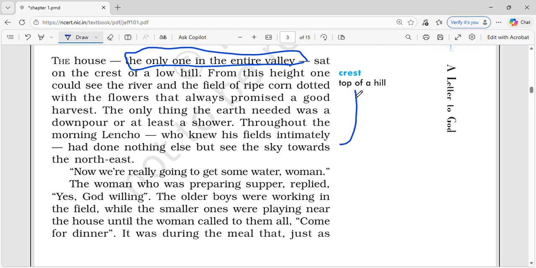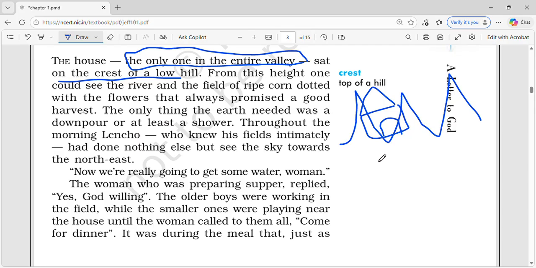रुको, अच्छे से ड्रॉ करती हूँ। देखो, मान लो ये तुम्हारी valleys हो गईं, ये तुम्हारी valleys हो गईं, ठीक है। तो ये तुम्हारा घर हो गया। This was the only entire house which was there in the valley, okay. This was the only entire house in the valley, sat on the crest of the low hill. ये low hill के which was on the top of the hill, this was the crest and this was the low hill, तो सबसे lowest hill में रहेगा ना, तो ये इधर तुम्हारा घर होगा, ठीक है.